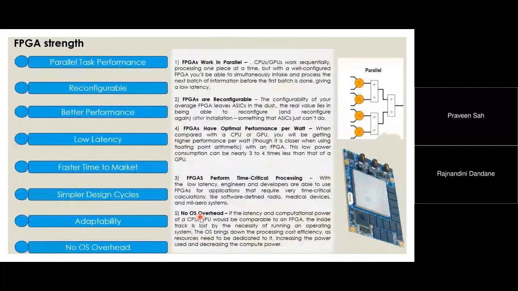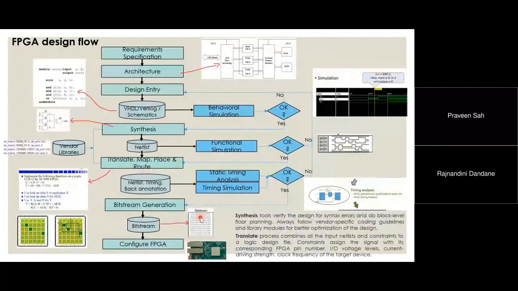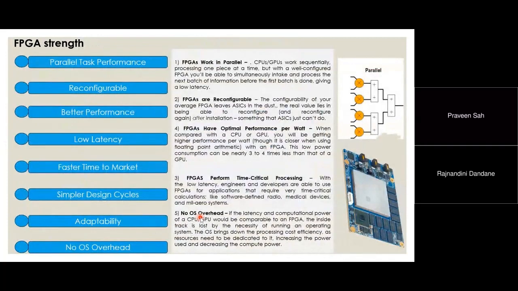Now with this, you already know what an FPGA is. I also told you about the logic blocks, IOBs, switch matrix, and design flow. Now what is the strength of FPGA? Whether FPGA has an edge over GPU, CPU, ASIC, and whether FPGA has better performance and lower latency than MCU. These slides talk about this.